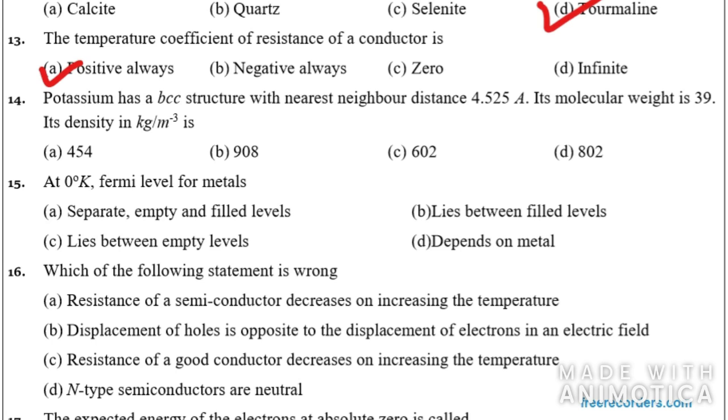So let's move on to the 14th. Potassium has a BCC structure with nearest neighboring distance 4.525 angstrom. Its molecular weight is 39. Its density is mass over volume. So when you calculate this, you will get your answer as 908. You can verify your answer.